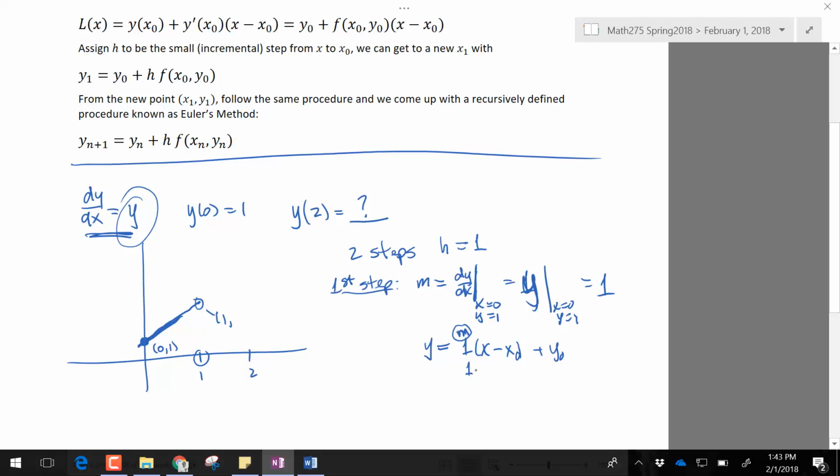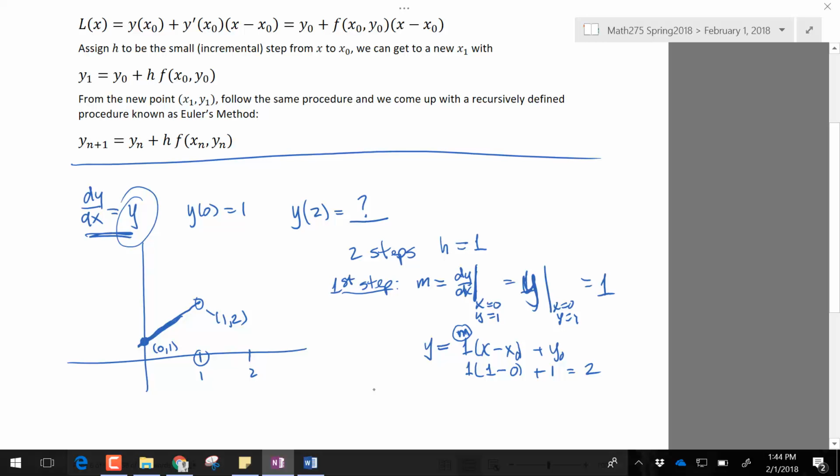So I got 1, x is equal to 1. That's where my point is, right? I'm looking for the y value. And then x naught is the starting point. x naught is 0 and y naught is 1. So this must be 2, right?